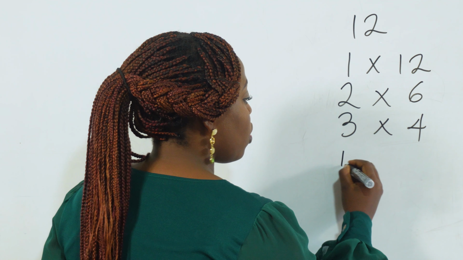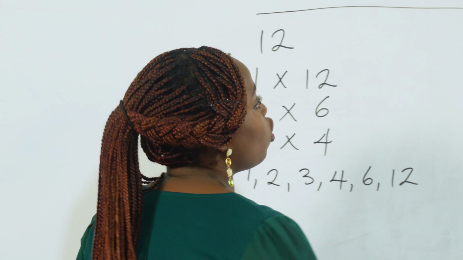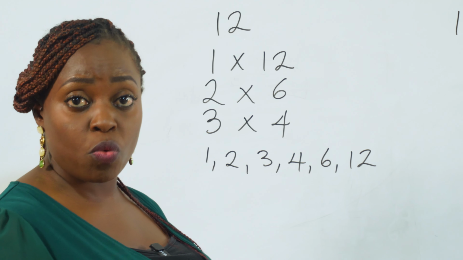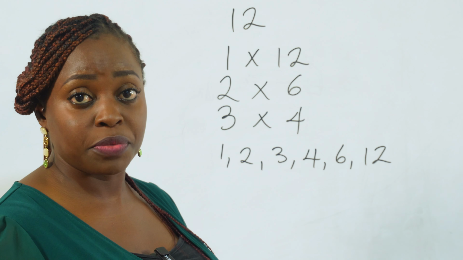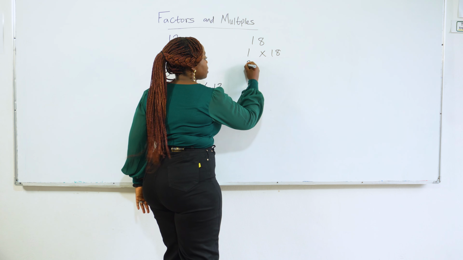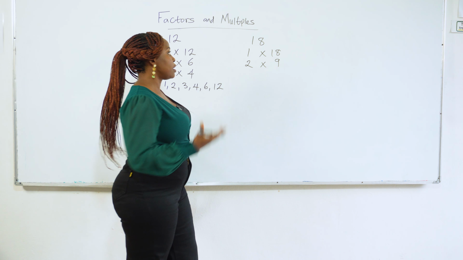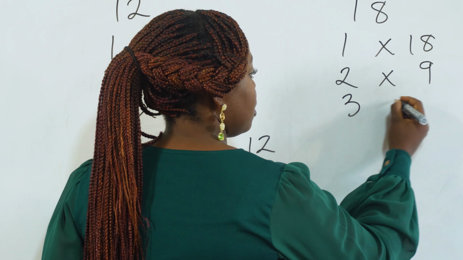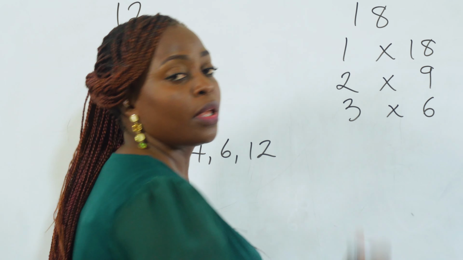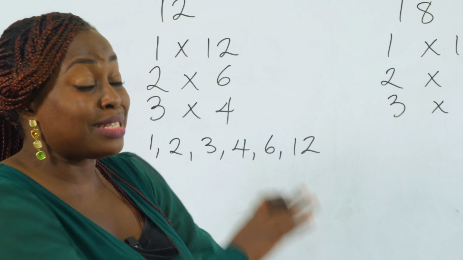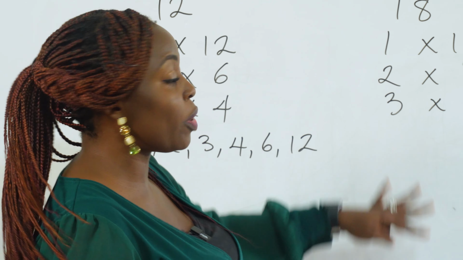All right, let's try another number. Let's look for the factors of 18. Always start with 1 times the number. So 1 times 18. Now, can 2 go in 18? Yes. 2 times 9. What about 3? Yes. 3 times 6 will go in 18. Can 4 go in 18 without a remainder? No. So 18 is not in the 4 times table, so it's not part of the factors.